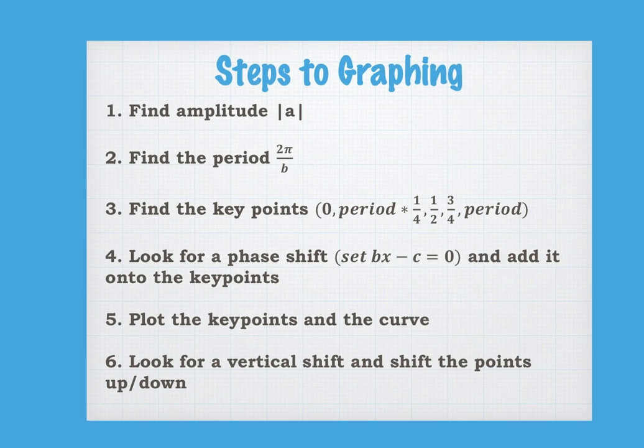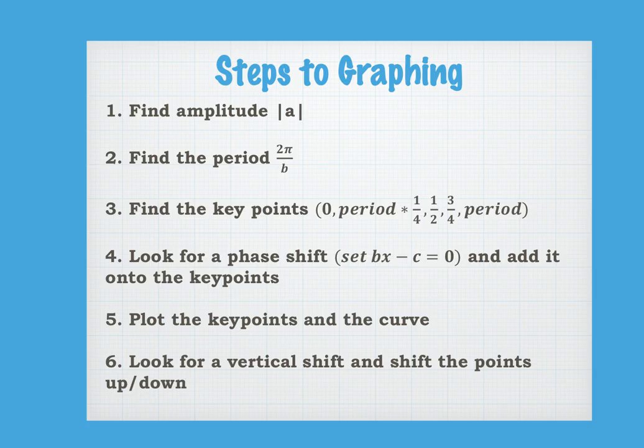We're going to start by identifying the amplitude, which is the absolute value of a. Then we're going to find the period, which is 2 pi over b. Then we're going to find 5 key points. So without a shift, which causes a left to right shift, without something added or subtracted, our 5 key points are going to start at 0 and end at the period. So I start at 0 on the x-axis, I end at the period on the x-axis.